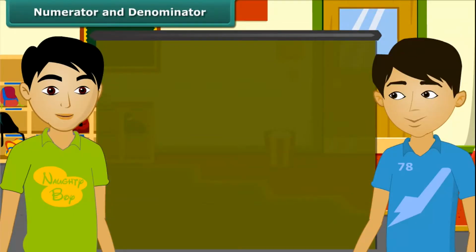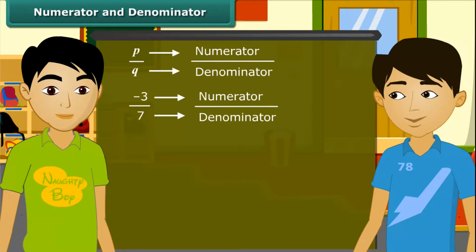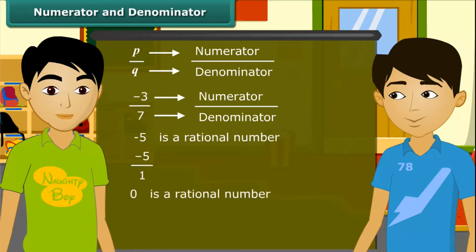Do you know what is numerator and what is denominator? In rational number p/q, p is the numerator and q is the denominator. For example, in -3/7, the numerator is -3 and the denominator is 7. Amit, are integers also rational numbers? Yes. For example, the integer -5 is a rational number because you can write it as -5/1. Similarly, the integer 0 is a rational number because 0 can also be written as 0/2 or 0/7, etc.